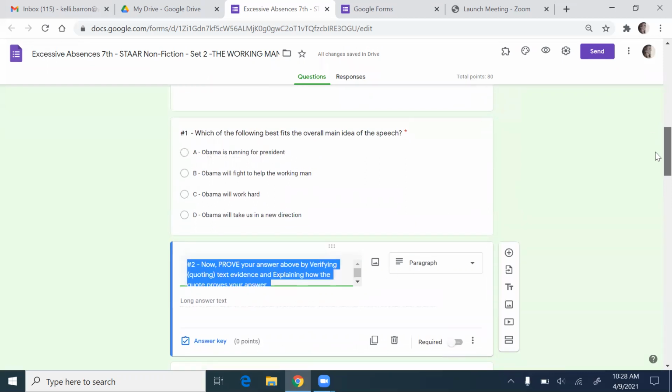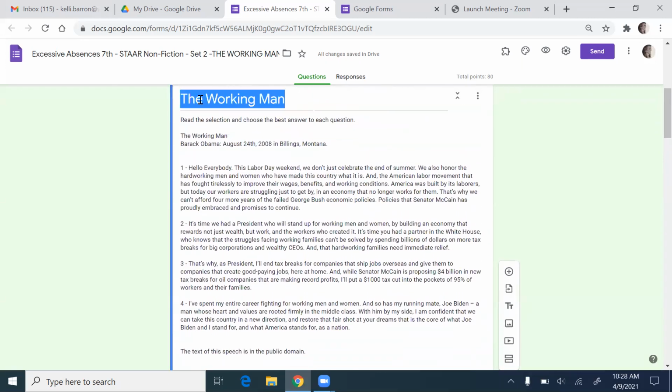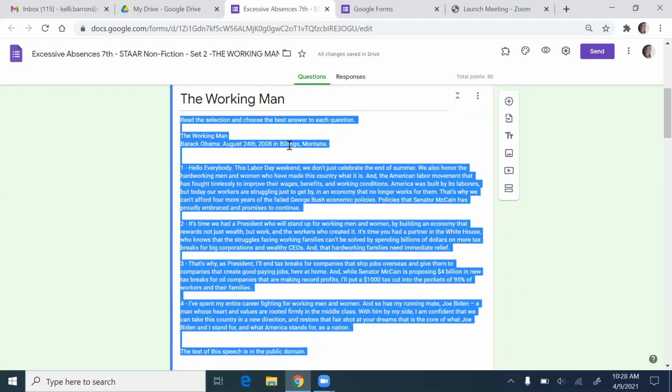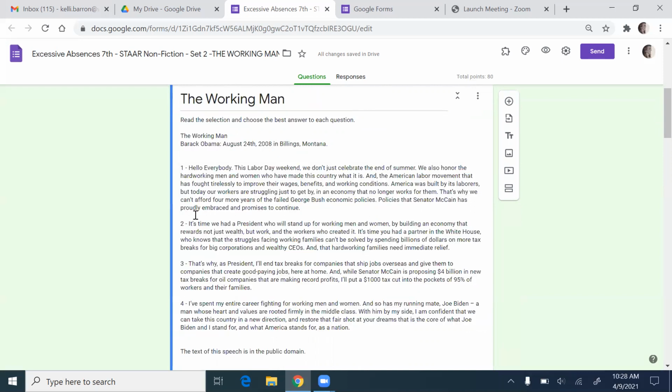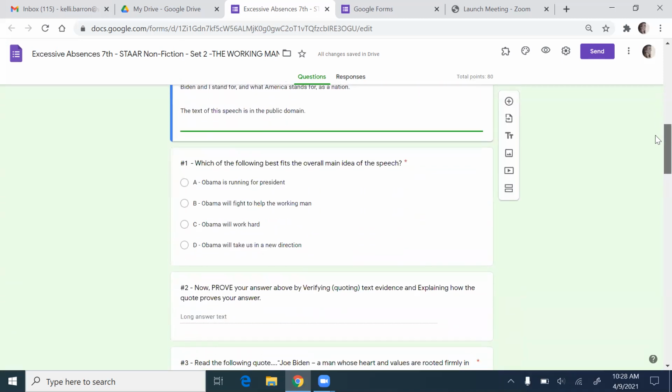So we're going to go back, and if you read the speech, we're going to notice a couple of things. First of all, the title of the speech gives it away. So you get support from the title. But second of all, look at this sentence right here. First sentence in paragraph 2: "It's time we had a president who will stand up for working men and women." They can use other evidence, but that's the main evidence.